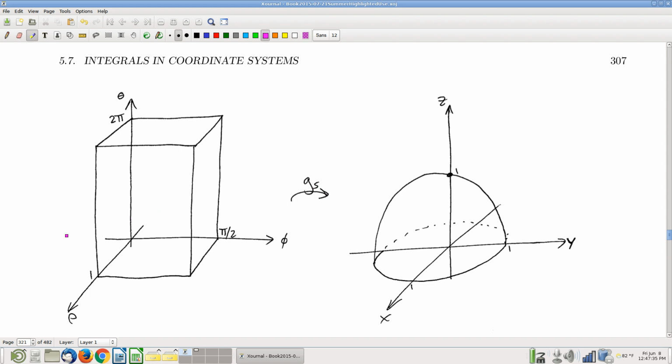Let me walk you through how you can see this. Let's think about that rectangle there. Theta is equal to 0 on that rectangle. Rho goes from 0 to 1. Phi goes from 0 to pi over 2. It's not too hard to persuade yourself that this is that quarter disk right there.